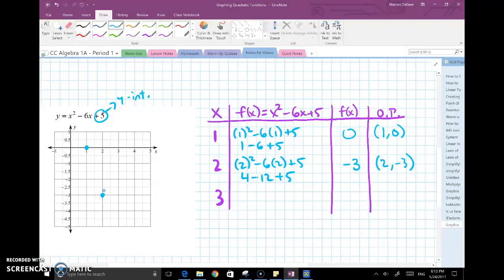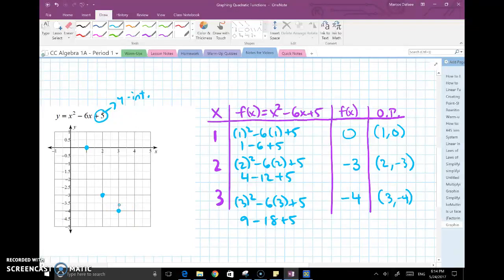My next one would be 3 squared minus 6 times 3 plus 5. So this would be 9 minus 18 plus 5. 9 minus 18 is negative 9 plus 5 is negative 4. So my ordered pair would be 3, negative 4. And so that would be 3 and negative 4, which would be right here.